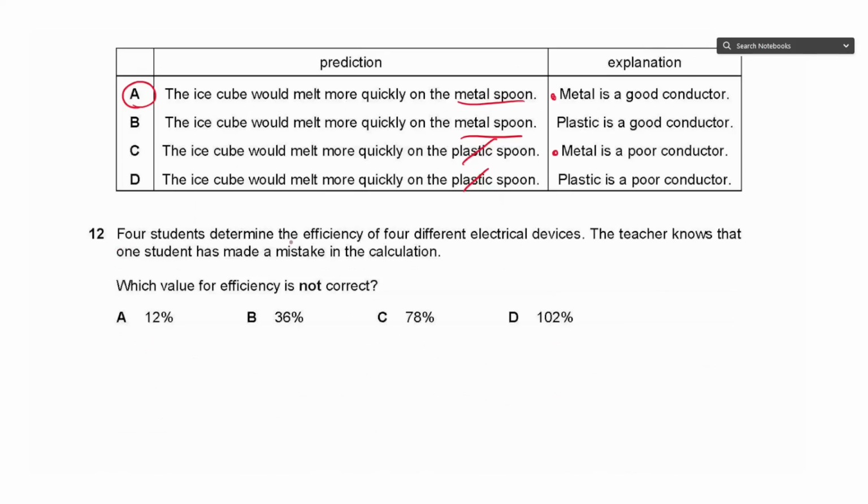Question 12 says 4 students determine the efficiency of 4 different electric devices. The teacher knows that one student has made a mistake in the calculation. Which value of efficiency is not correct? We have options 12%, 36%, 78%, and 102%. It cannot be 102% because the maximum efficiency is 100%. That is when there are no energy losses or no power losses. But if there are power losses or energy losses, it should be less than 100. It can never be more than 100%.